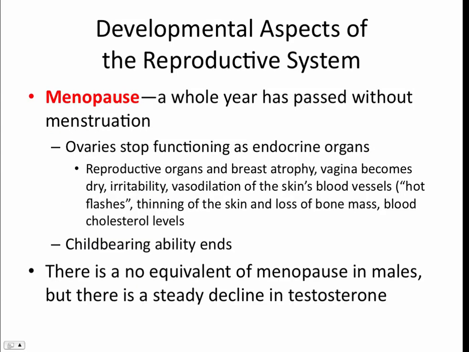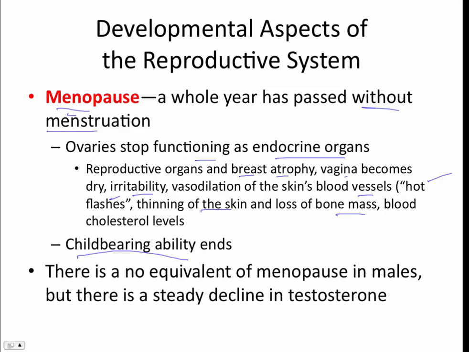Other developmental aspects of the reproductive system: menopause. This occurs when a whole year has passed without menstruation, and the ovaries stop functioning as an endocrine gland, meaning that the reproductive organs in response and also the breast tissues will start atrophying. The vagina becomes dry, irritable. There's more vasodilation of the skin's blood vessels, giving rise to hot flashes. And also thinning of the skin and loss of bone mass are also common. During this phase, your childbearing ability also ends.